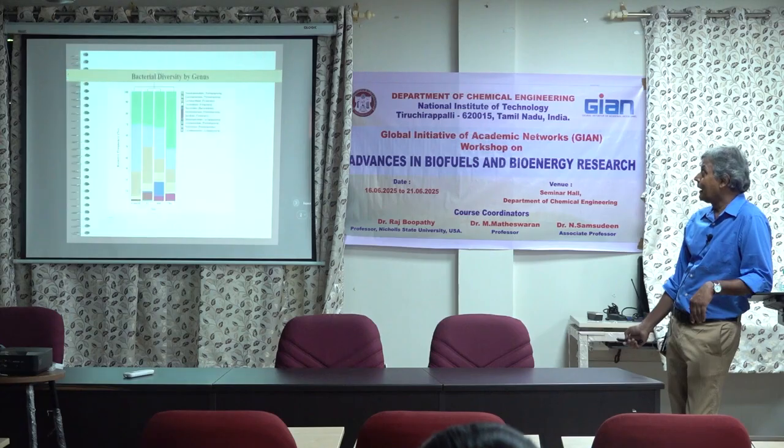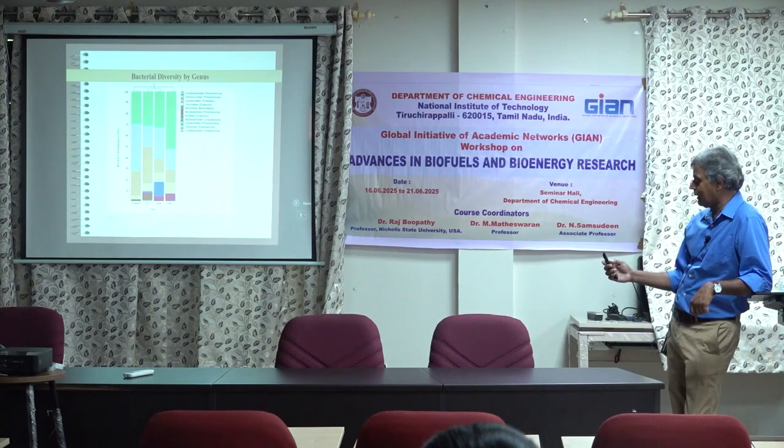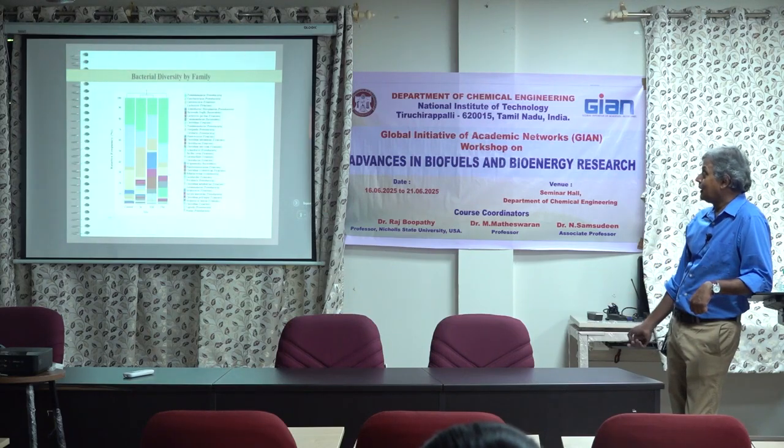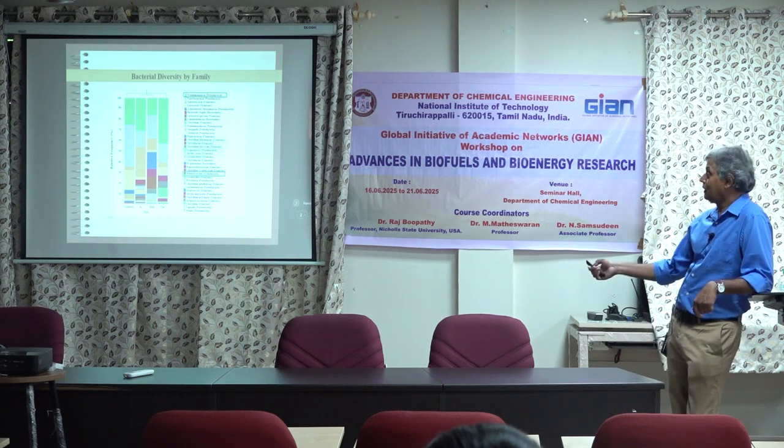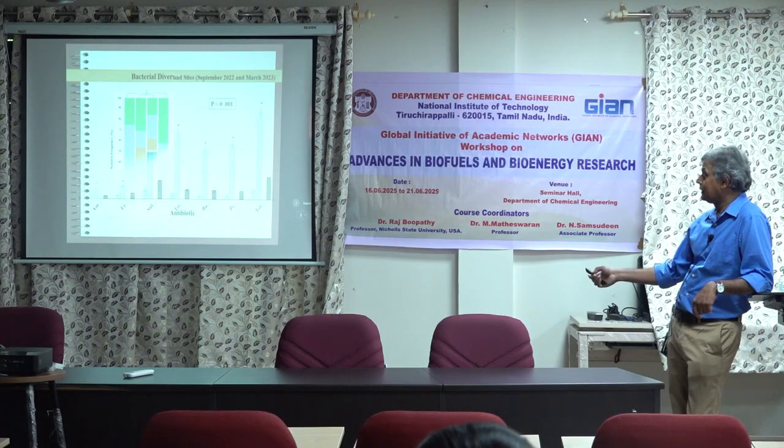Okay, and then we looked at the different genus, did some molecular work, and you can see a lot of diversity of organisms in the water, and some of them are dominant. The color coded, you can see the green is dominant, and you can look at family level. These are more data to show what is in the water. And you can see these are the dominant ones, the ones that are highlighted.